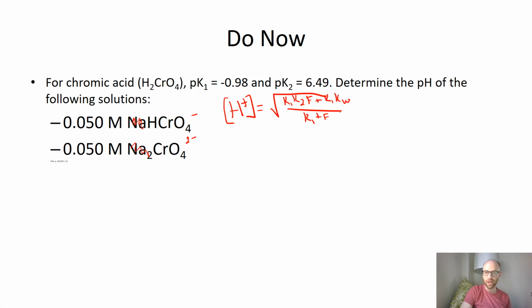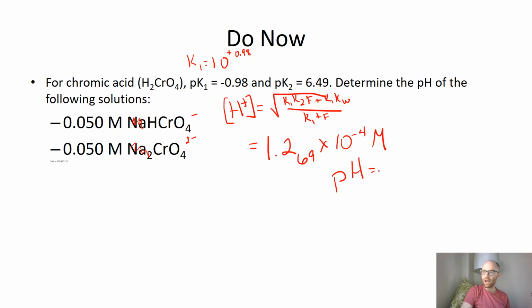That's the square root of. For this K1, keep in mind when we have this pK1 being negative, that actually means that the K1 is equal to 10 to the positive 0.98. This chromic acid is fairly strong for the first deprotonation. But plugging in all the numbers there, the first answer should give you H plus equal to 1.269 times 10 to the minus fourth molar. And that yields a pH value of 3.90.